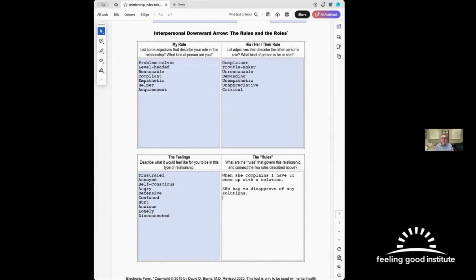Yeah. And when she is disapproving of these solutions, what's the rule that you then must follow to maintain this status quo right now? I guess I kind of defend myself, kind of explain myself. Defend and explain myself.